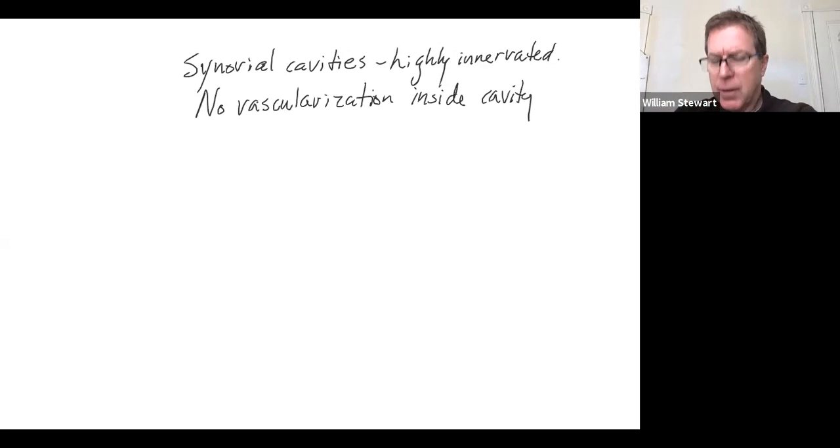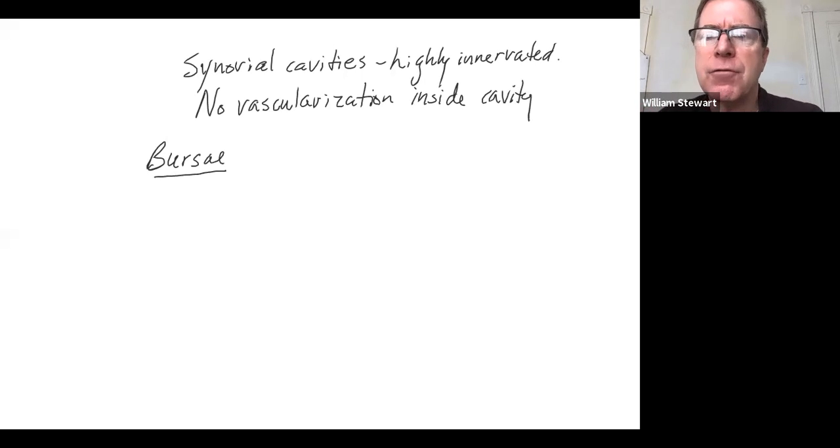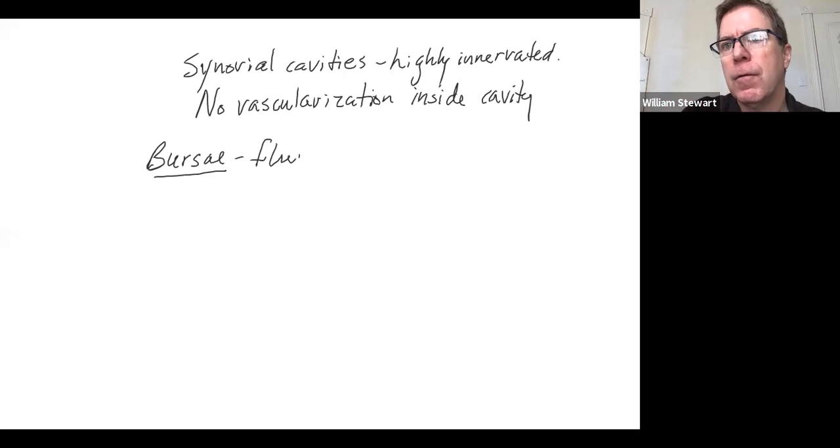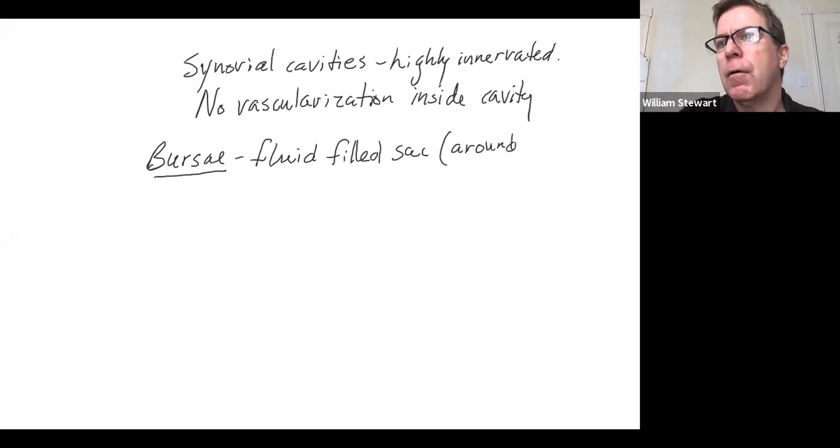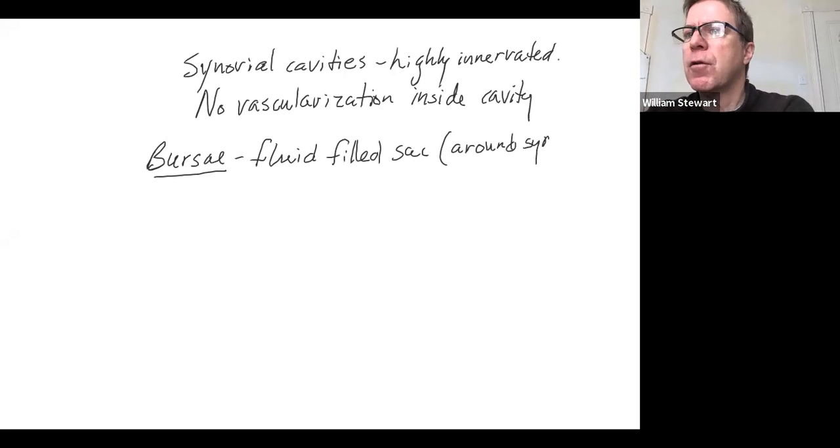I'm going to define what a bursa is. You've probably heard of bursitis. That's plural if I put the E at the end. If I drop the E, it's singular. So a bursa, or bursae is how you pronounce the plural, is a fluid-filled sac that's associated with a synovial joint. I'm going to write around. They're closely associated with synovial joints.